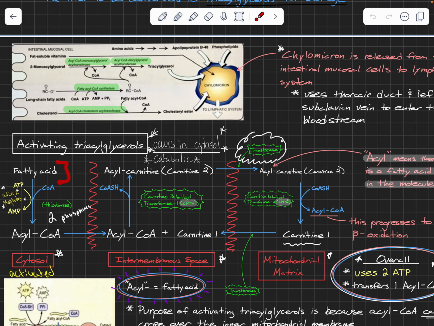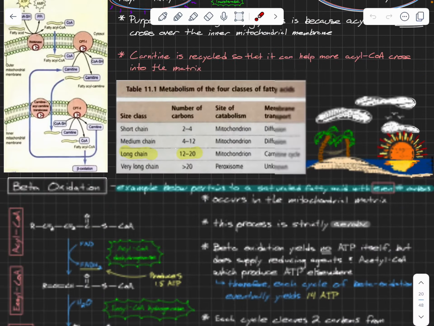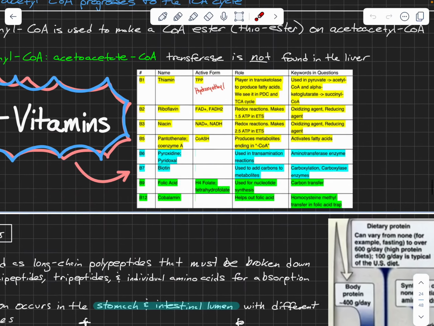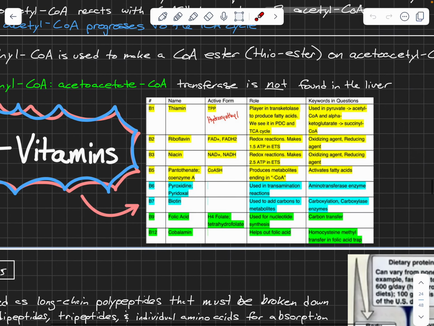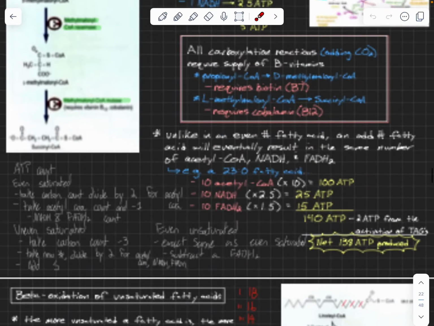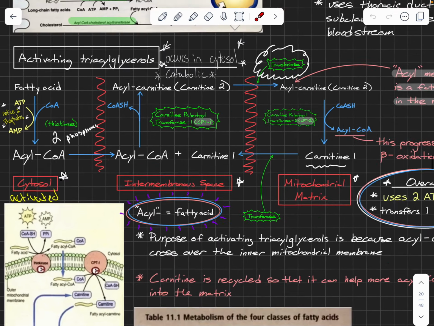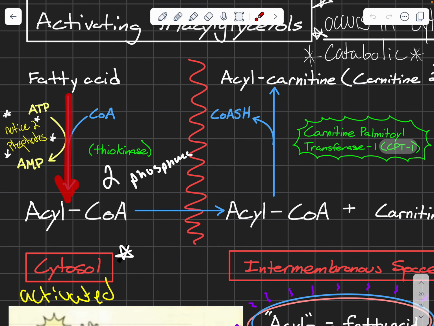So we can see right here that we start off with a fatty acid, and this fatty acid is going to be acted upon by ATP and our CoA enzyme right here, which, where's our little B vitamin chart? That was coenzyme A, which should be pantothenate, or vitamin B5. So keep that little tidbit of knowledge locked in your brain. We can see the fatty acid is activated, gets 2 phosphates dropped off, gets CoA added, and it's acted upon by the enzyme thiokinase.